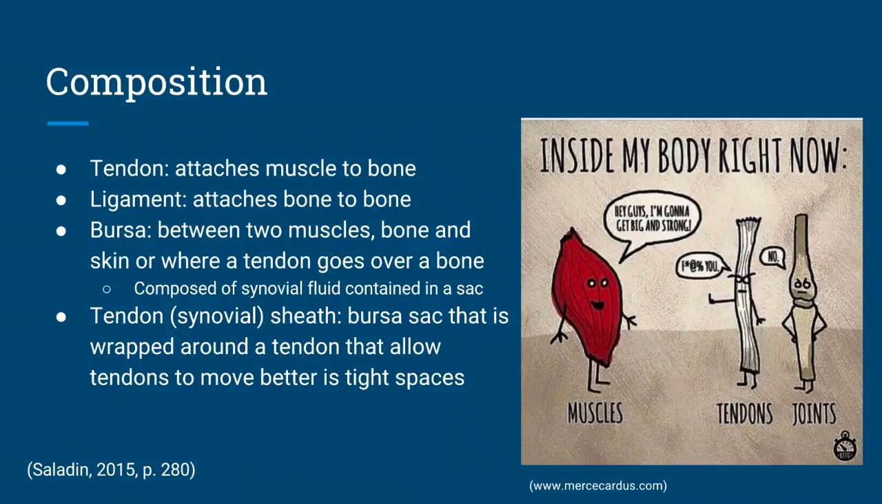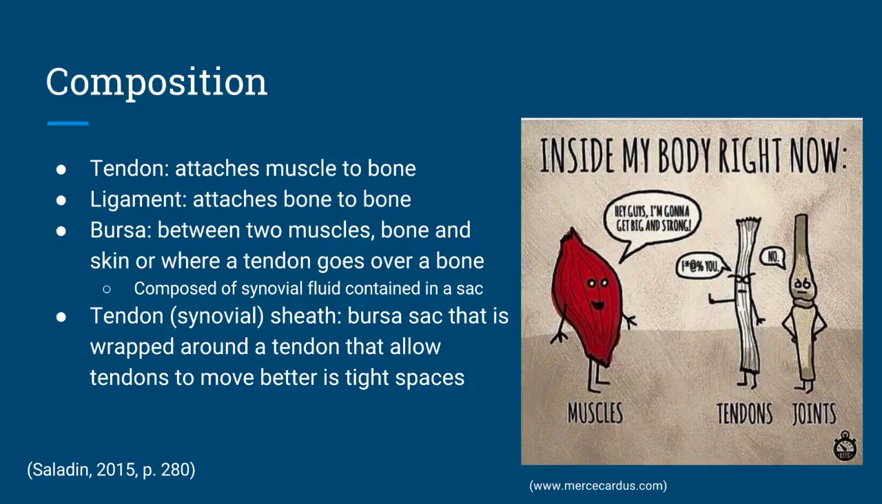Some accessory structures that we have in joints are a tendon, which attaches muscle to bone, and then a ligament, which attaches bone to bone. Then we have bursa in a lot of areas of our body, which are between 2 muscles or bone and skin, or where a tendon goes over a bone. It's basically just a fluid-filled sac to help reduce friction.